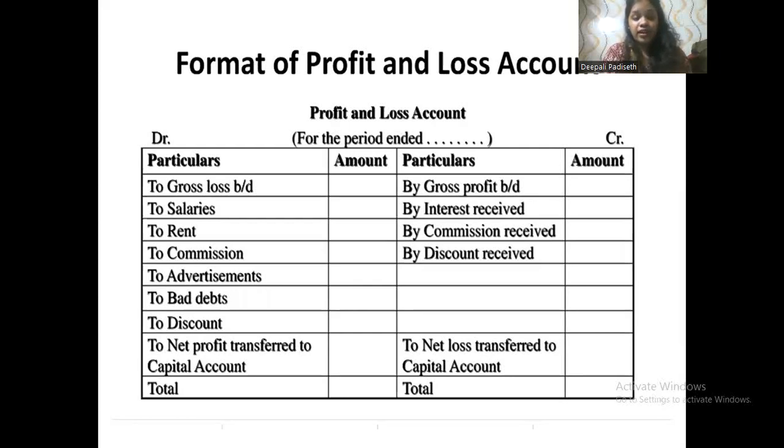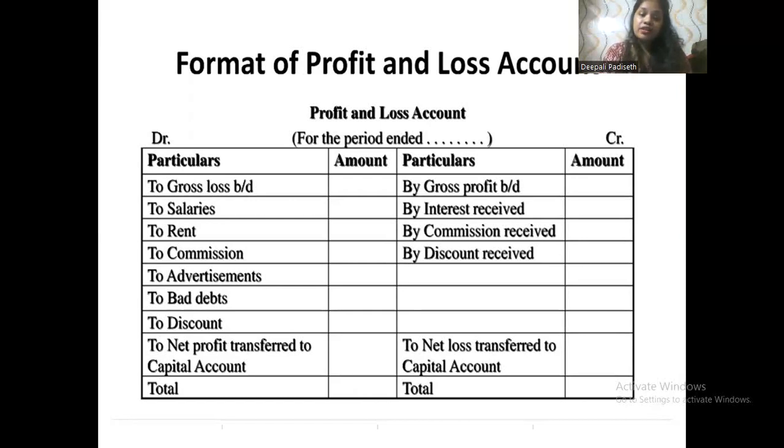Now advertisement. If you are having a manufacturing company, you have to advertise the product through various media, like posters or social media. So for that, the amount is spent. Now, bad debts. It refers to the amount which is not paid by the debtors to whom the goods were sold on credit. Discount refers to the amount which is reduced from the list price of goods, whenever we give a discount. So those particulars are mentioned.